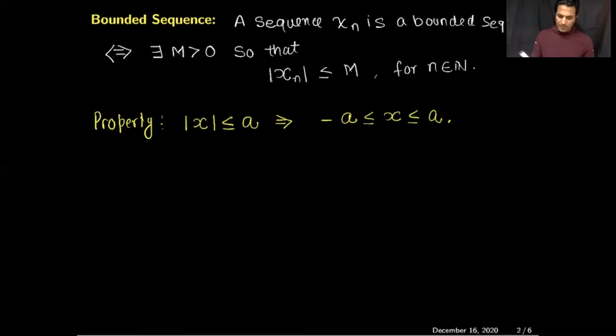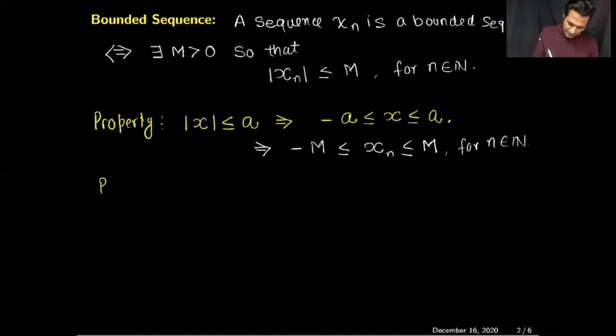Now, if I use this property on this definition, the definition basically turns into: the absolute value of xn is less than or equal to m, so each term of the sequence is between the real numbers minus m and m, and this is true for all n belonging to the set of natural numbers. Now, using this statement, I will draw the picture of this definition so we can see more intuitively what is meant by a bounded sequence.